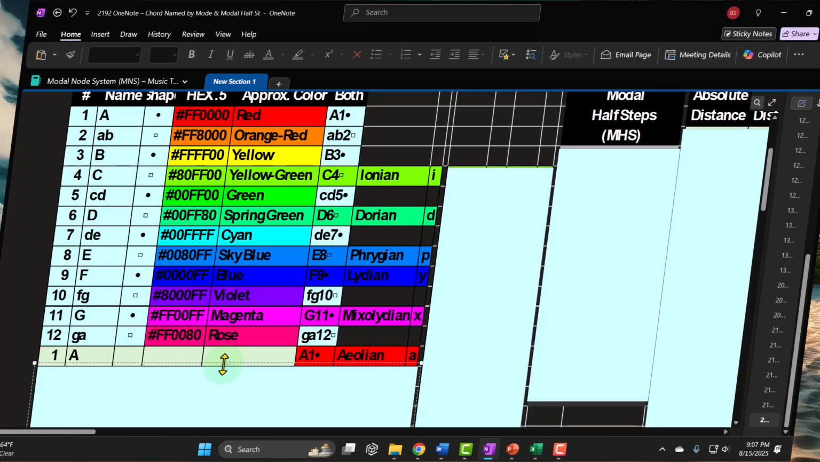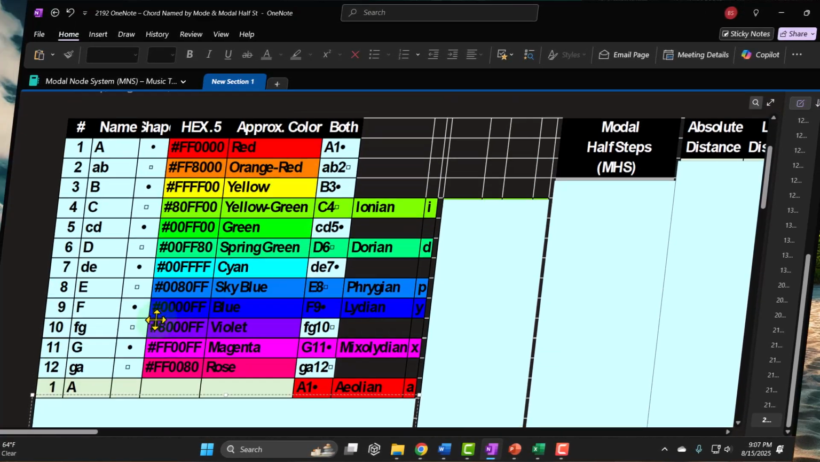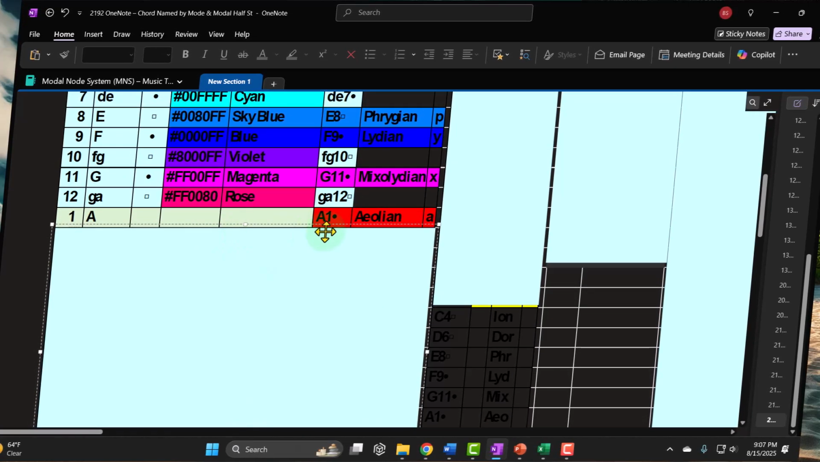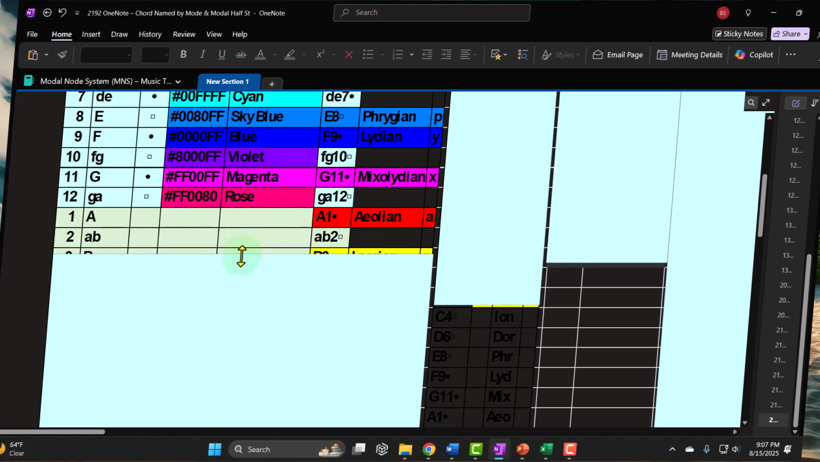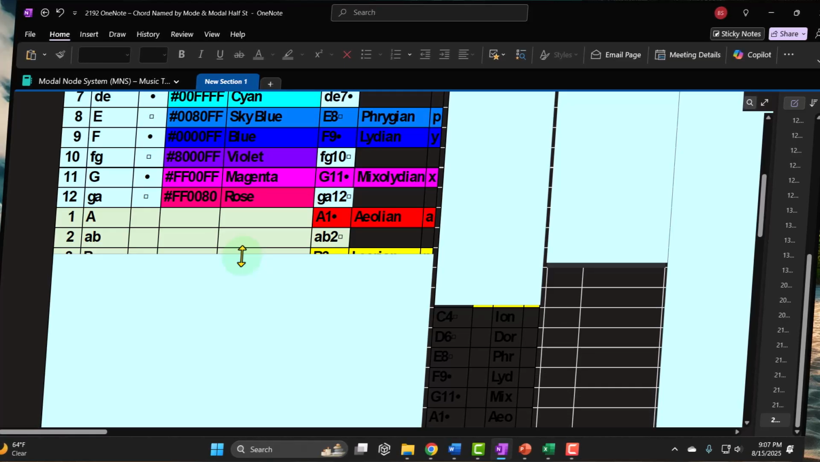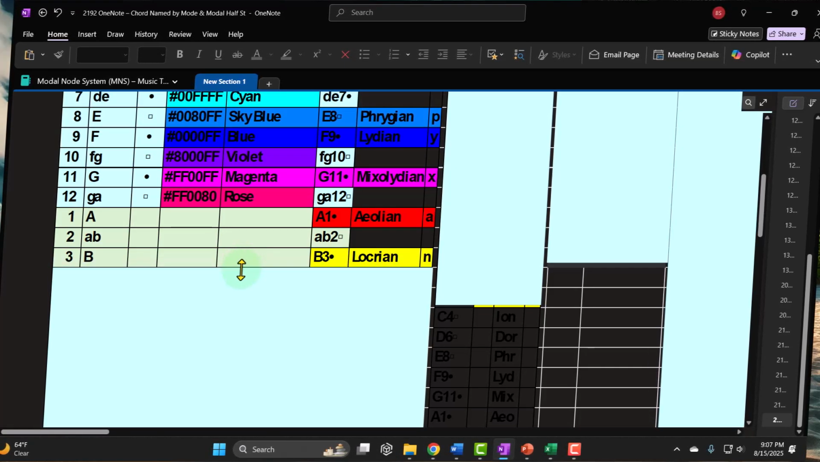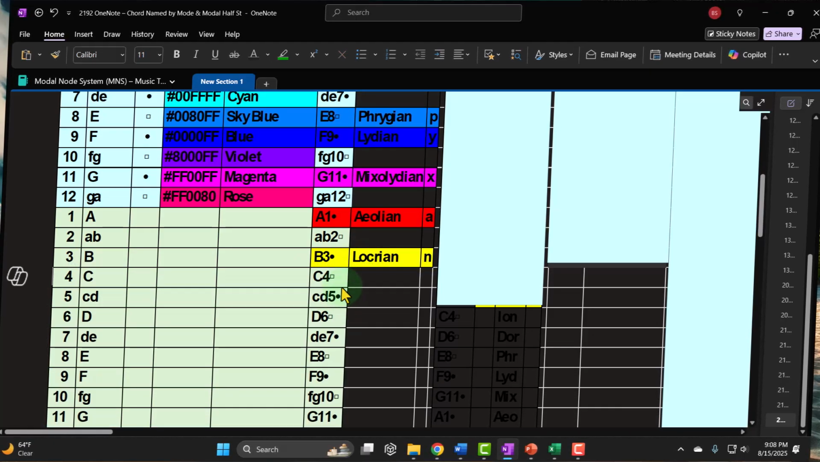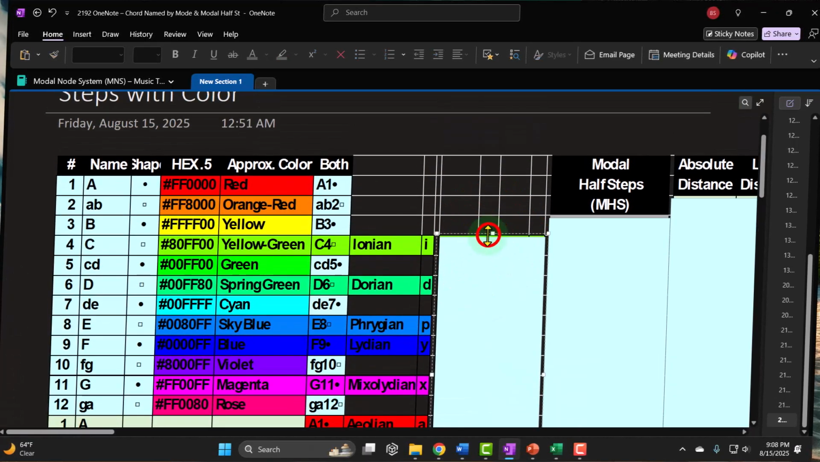And then if we go around the circle, this goes back up to the A up top, which is going to be the Aeolian. And so that's going to be our Aeolian node. And then A sharp or B flat. And then the B, which is going to be yellow again. And that's going to be the Locrian. All right, so there's our color system based on just the 12 notes.